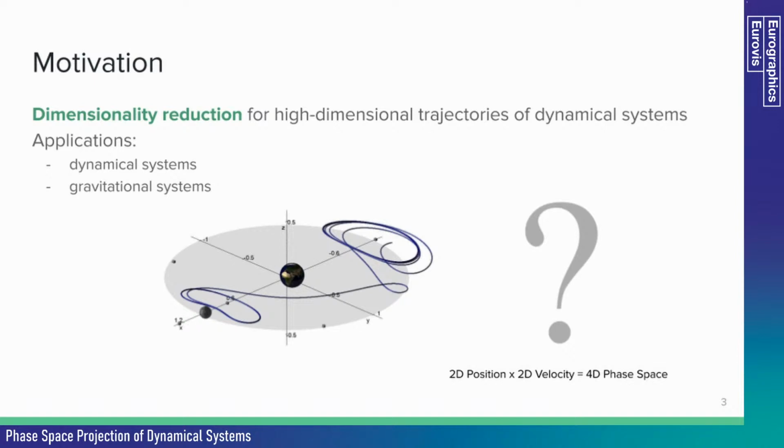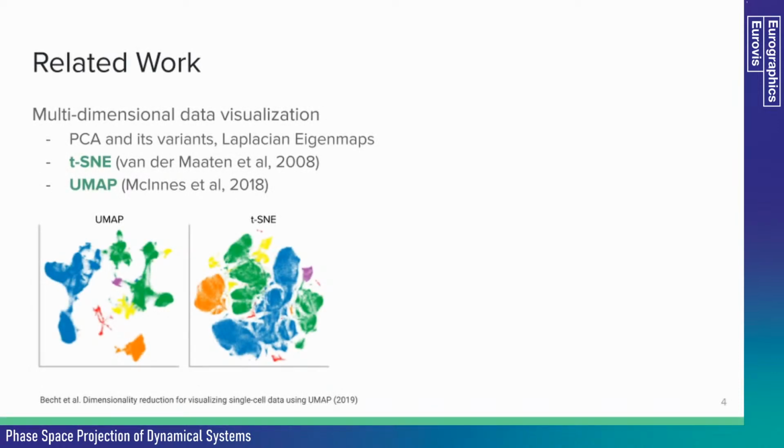To answer this question, we developed a dimensionality reduction technique aimed at trajectories in the phase space of dynamical systems. Before proceeding onto the method description, it is worth exploring some of the related work on the topic of multidimensional data visualization. There has been a plethora of dimensionality reduction techniques developed throughout the decades with different strengths and limitations.